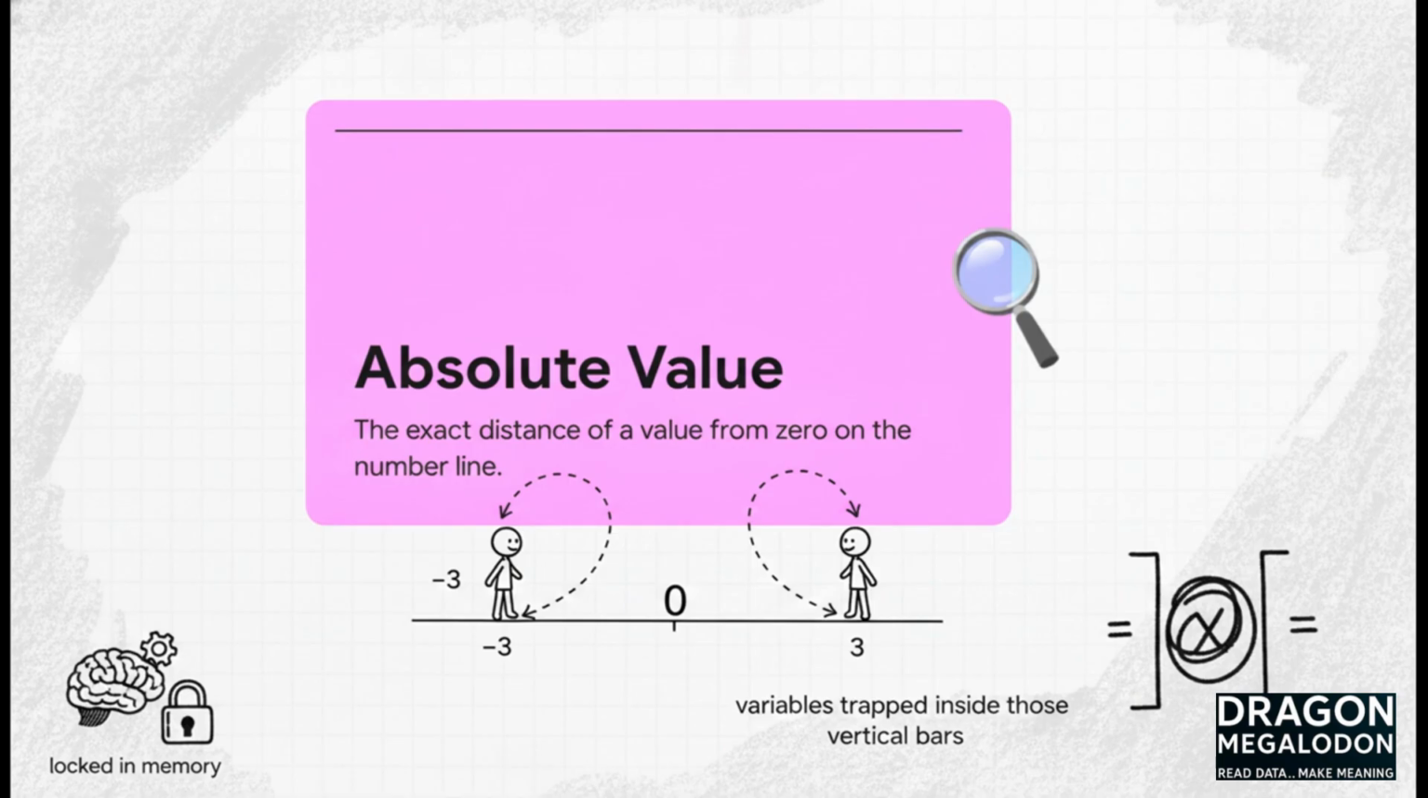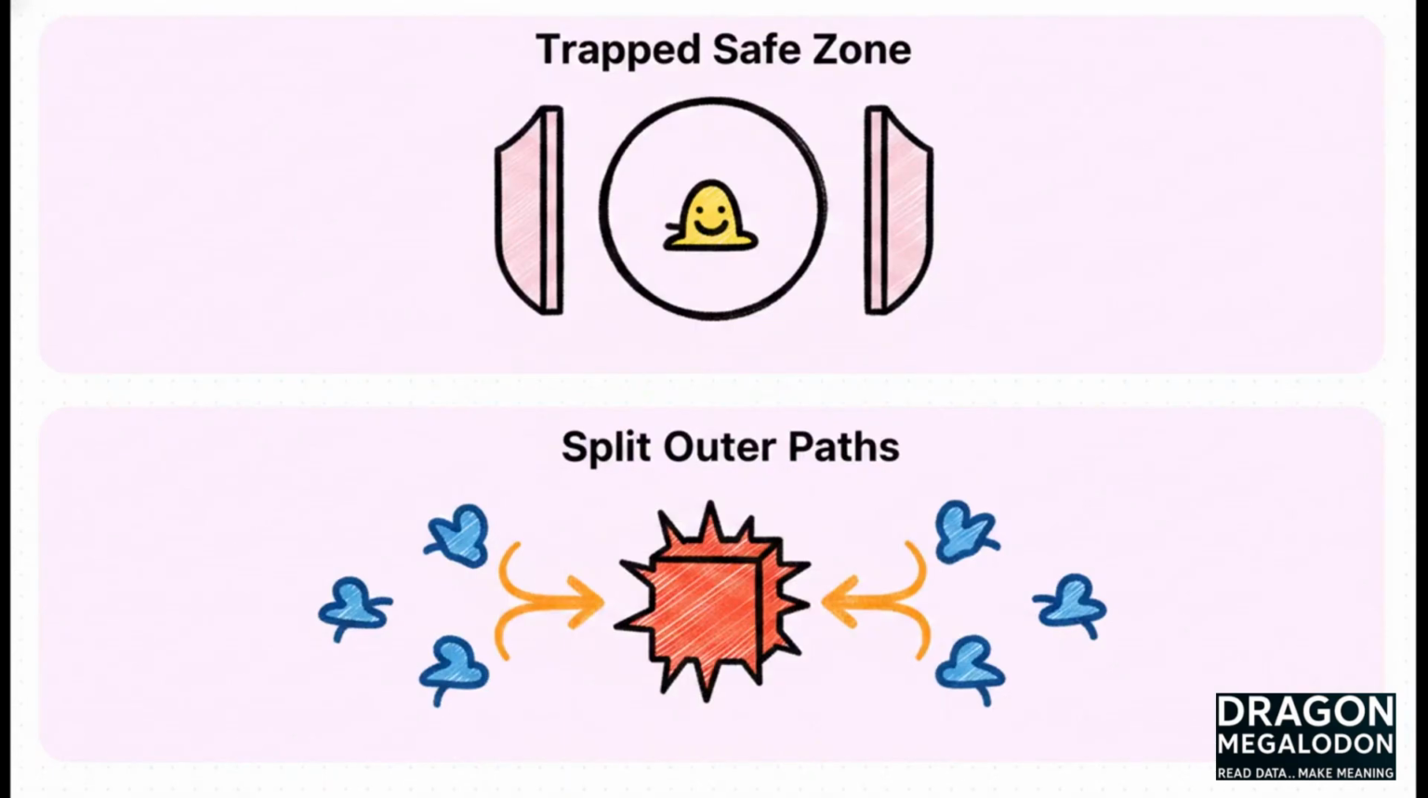Absolute value is the exact physical distance of a value from 0 on the number line. Keep that actual definition locked in your active memory because it fundamentally changes how we handle the variables trapped inside those vertical bars. Look at how absolute values actually dictate your code's path.